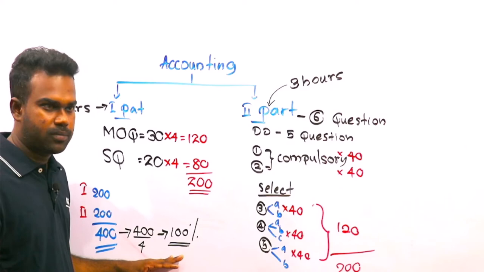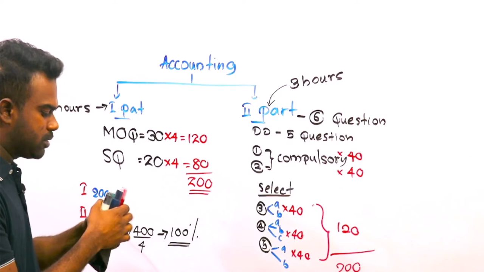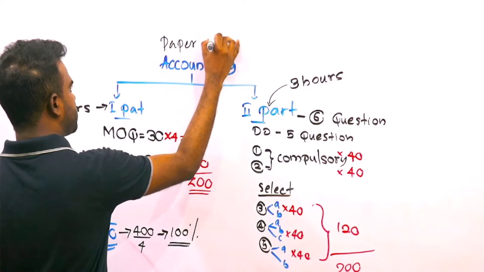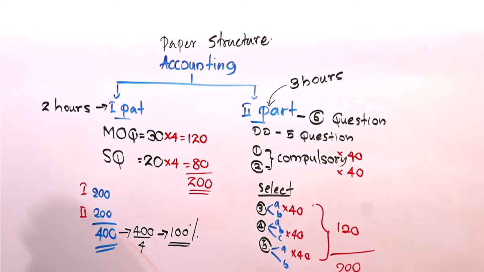Understood? Right. If you want, you can write down this paper structure, the paper structure of the accounting paper. This is very important. Then we can start our first lesson. Please note down this one. It's better if you can get a screenshot. Then later you can write it down.